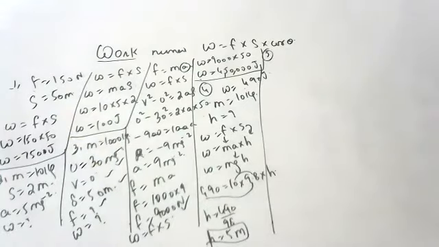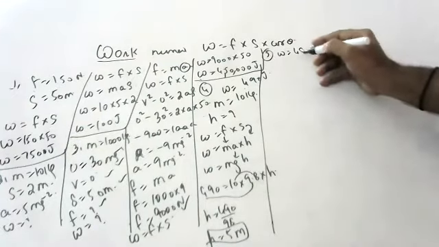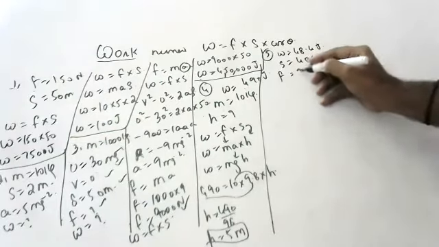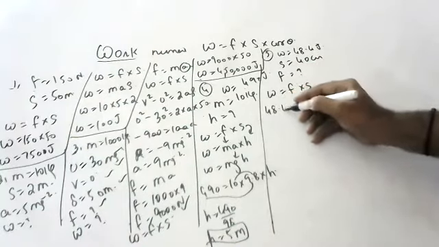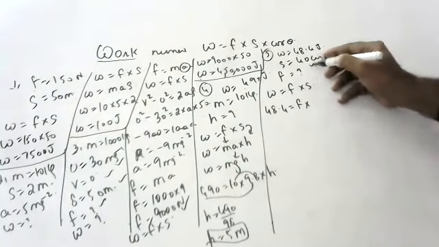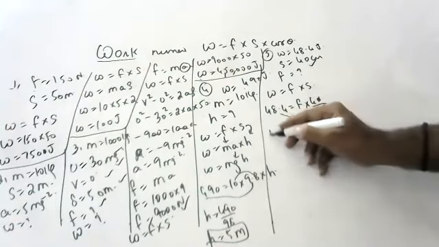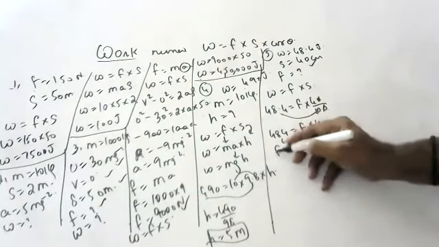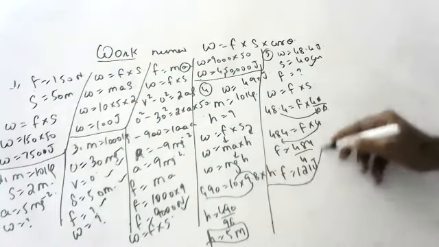Yashasvi, are you there? Yes, sir. Work is 48.4 joules, distance traveled is 40 centimeters. Find the force. Work is equal to force into displacement. So 48.4 is equal to F into 40 centimeters, converted to meters by dividing by 100, that is 0.4. 48.4 into 10 is 484. F is equal to 484 by 4. So force is equal to 121 Newton.